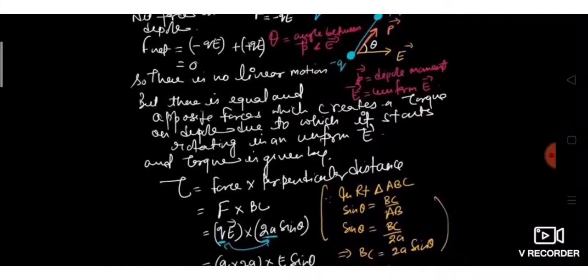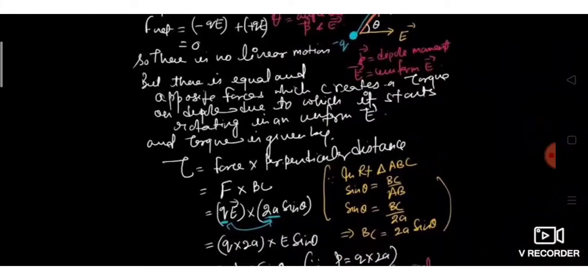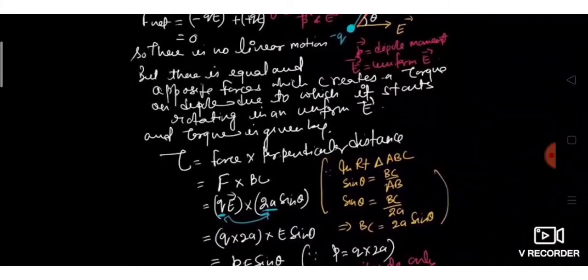Let us see the right angle triangle ABC. The value of sin theta is equal to opposite by hypotenuse, BC divided by AB. Here A to B is separated by a distance of 2a. So sin theta is equal to BC divided by 2a. Therefore, the value of BC is equal to 2a sin theta.